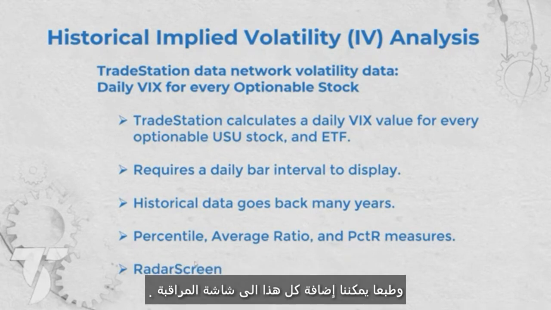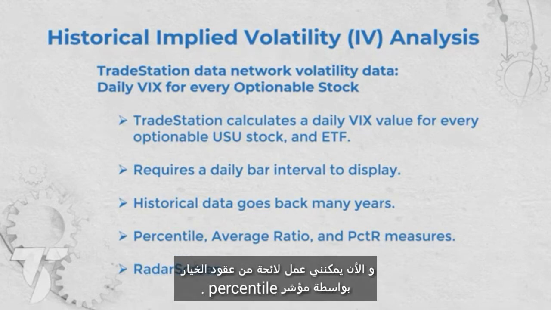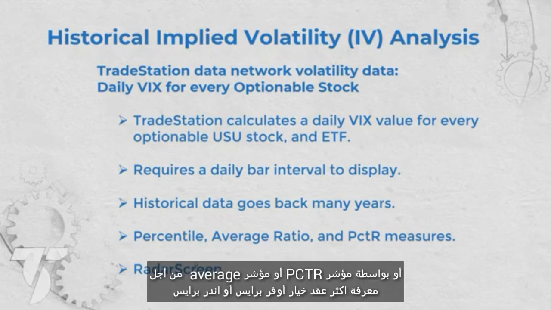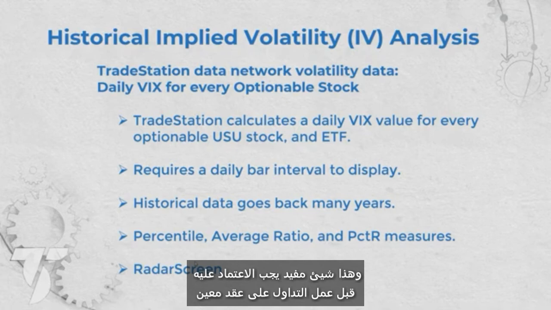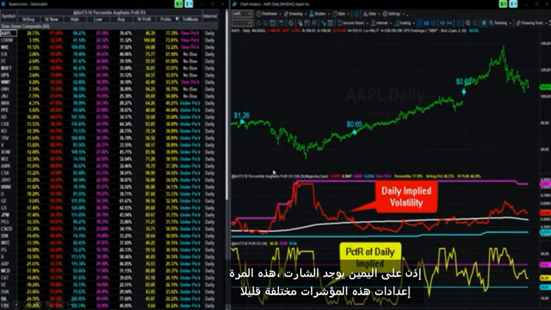Again, we're going to look at that percentile calculation, average ratio, and percent R measures. And of course, we can drop this into RadarScreen. Now I can sort a list of optionable stocks by percentile, or by the percent R, or by average ratio, and see which stocks are the most overpriced or underpriced. That's a great thing to check before you put on an options trade.